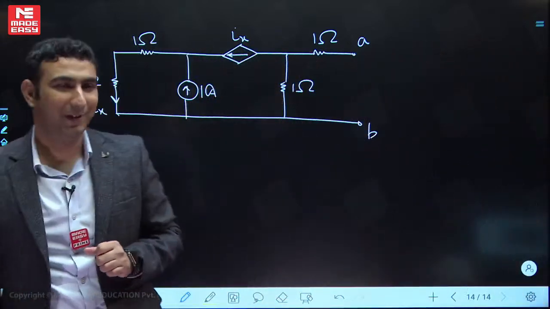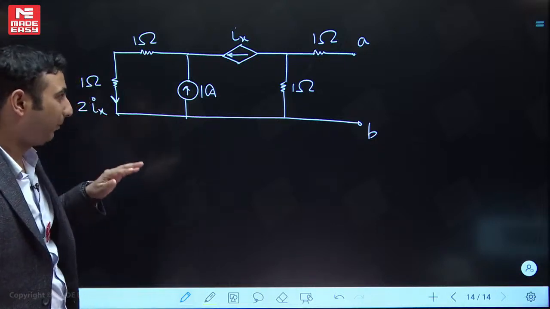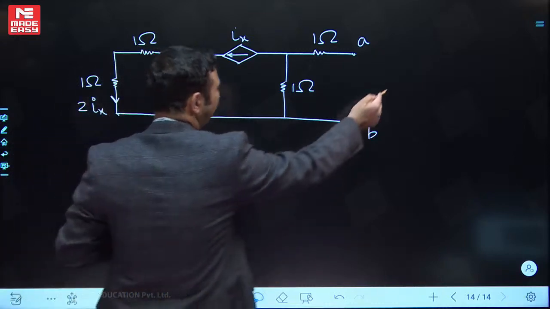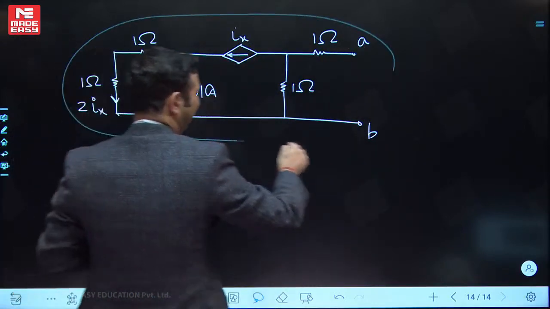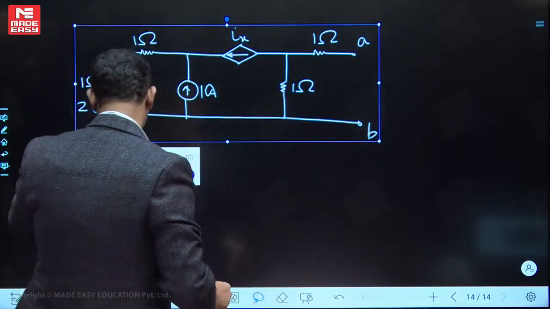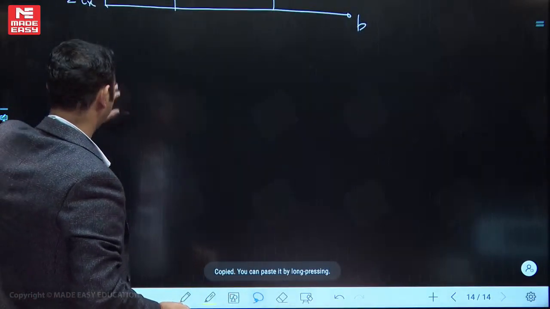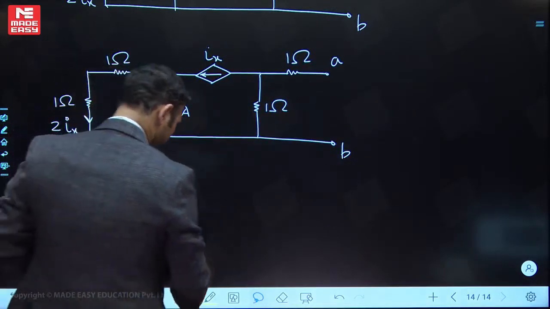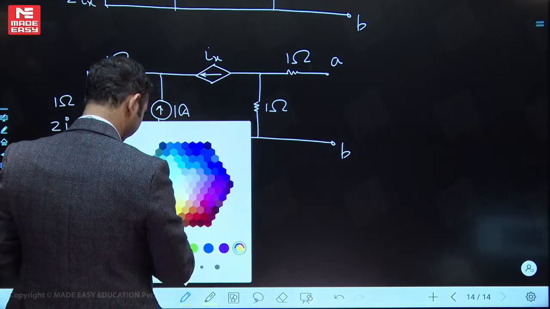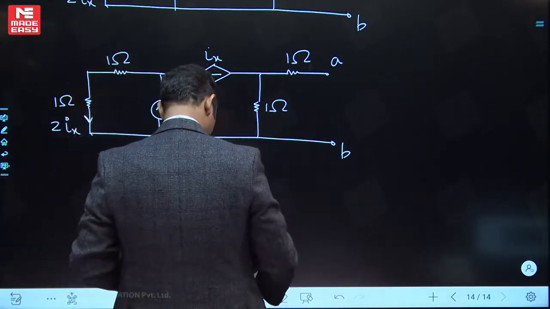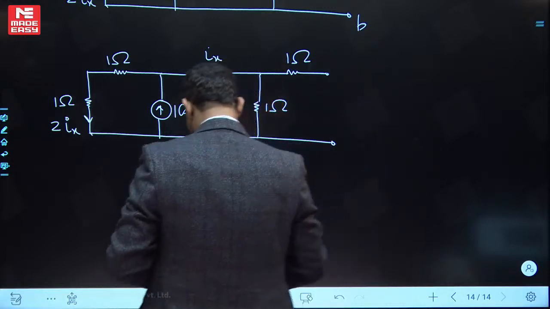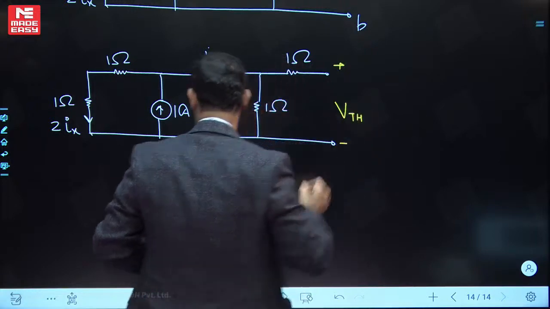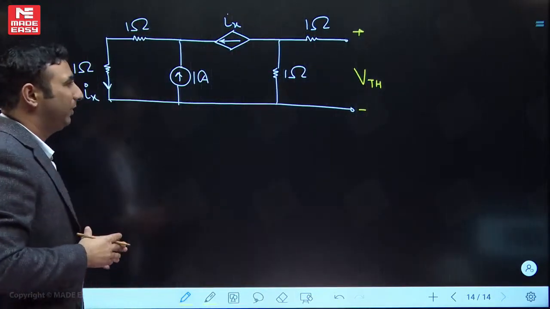Come on, you must have done something. Let's see here. What's different about this question? Let's first calculate VTH. Sir, you said RTH. Yes, we will calculate RTH after that. Let's go for VTH first. What voltage will appear between these terminals? That is VTH. I hope you can do the calculations on your own.